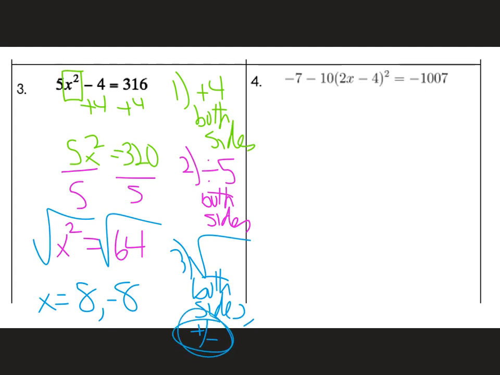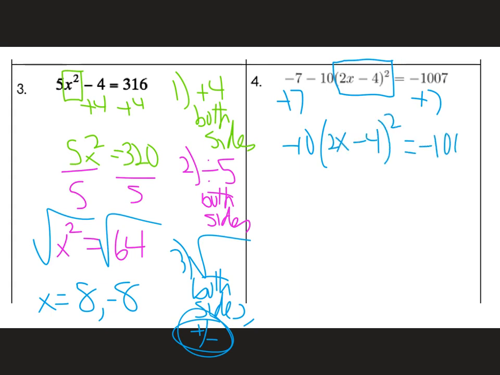Alrighty, ooh, this next one looks like the spiciest one so far. So my first goal is to get that by itself. So I think I'm going to add the 7 first, because the 10's being multiplied. So I'm going to take care of the multiplication second. So I'm going to add the 7 to both sides. So that's negative 1,000. And I don't have room on my sticky, but my sticky would say add 7 to both sides.